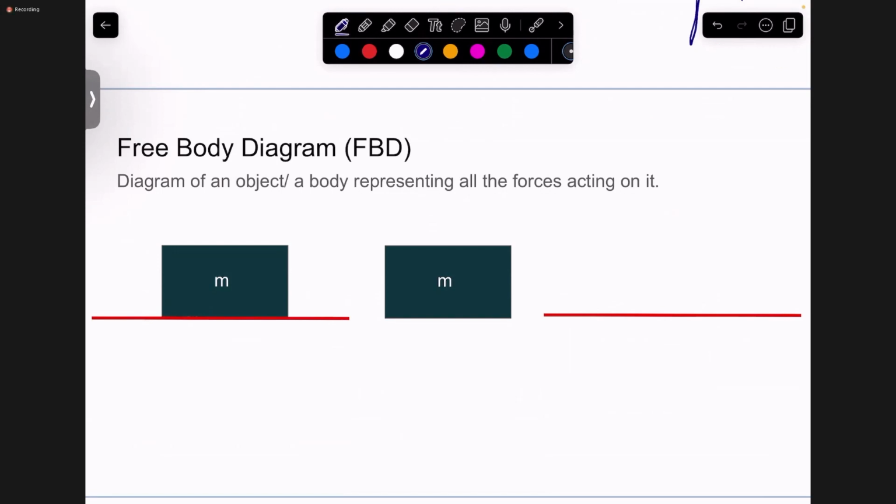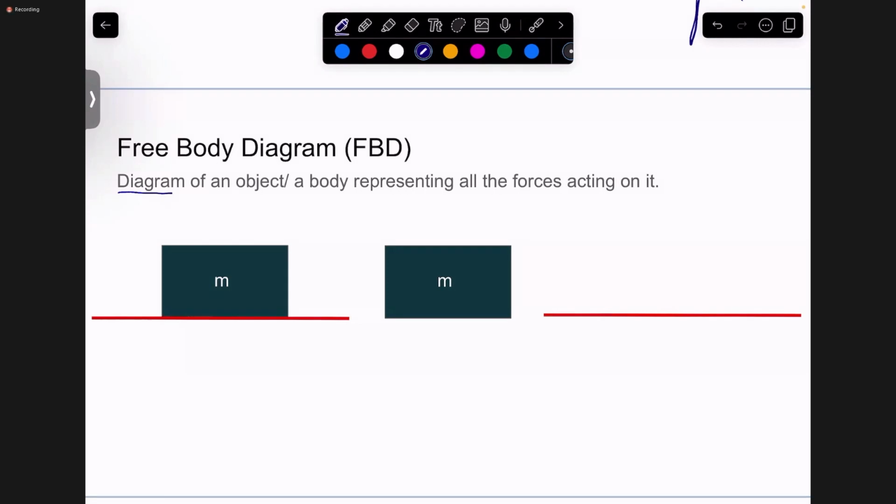is called the free body diagram. A free body diagram is used to analyze all the forces acting on the object. The definition is: it's a diagram of a body representing all the forces acting on it. So you get a sketch of all the forces acting on it, and depending on the direction and the magnitude, you can compute the net force, and then the acceleration caused by the net force, and so on.